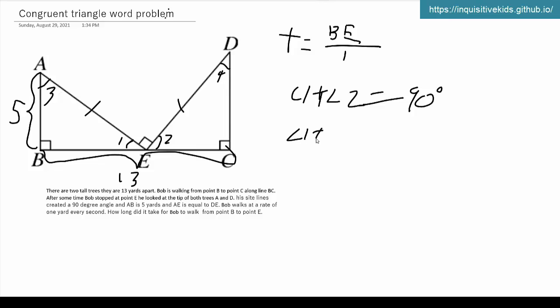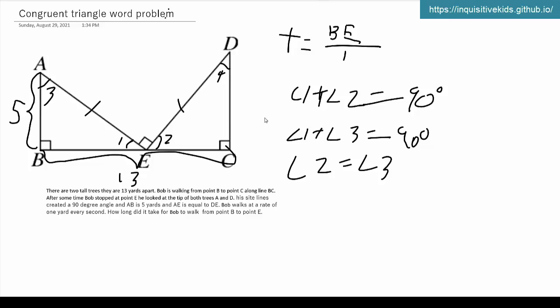Angle 1 plus angle 3 is 90 degrees too, because there is 180 degrees in a triangle, and angle B is already 90 degrees. So angle 3 plus angle 1 has to be 90 degrees. Now we have these two equations. We know that angle 2 is equal to angle 3, because angle 1 plus angle 2 equals 90 degrees. Angle 1 plus angle 3 is also 90 degrees, which means angle 2 equals angle 3.